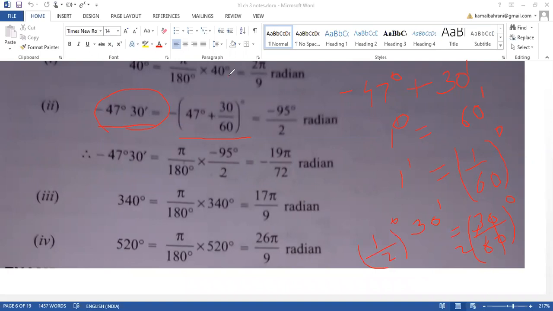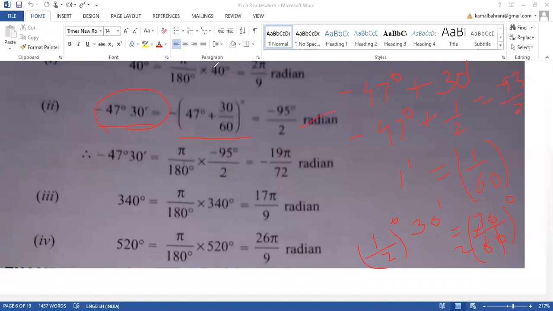So how can we write 47 plus 30? Just see, I'm erasing this. It can be written as minus 47 degree plus this 30 minute, which was half degree. Now you all know how we can write this: this plus this half. When you take the LCM, what you are going to get is minus 95 by 2 degree. It is not radian, it is minus 95 by 2 degree.